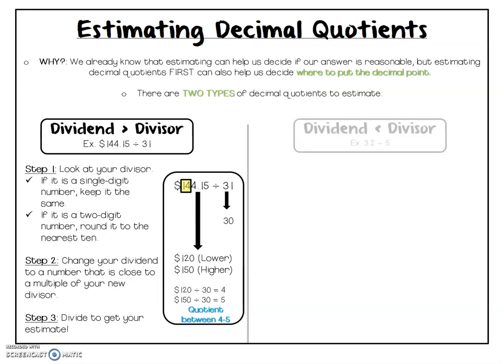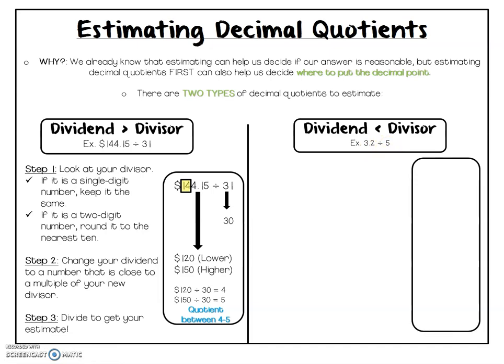Now let's take a look at the second type. This is when our dividend is less than our divisor. So for example, I have 3 and 2/10 divided by 5. Now this might be a change for us because all along in our math career, we have always had the dividend greater than our divisor. But now that we're dividing using decimals, we could end up with our dividend less than our divisor. All that means is that our answer is going to be less than 1.